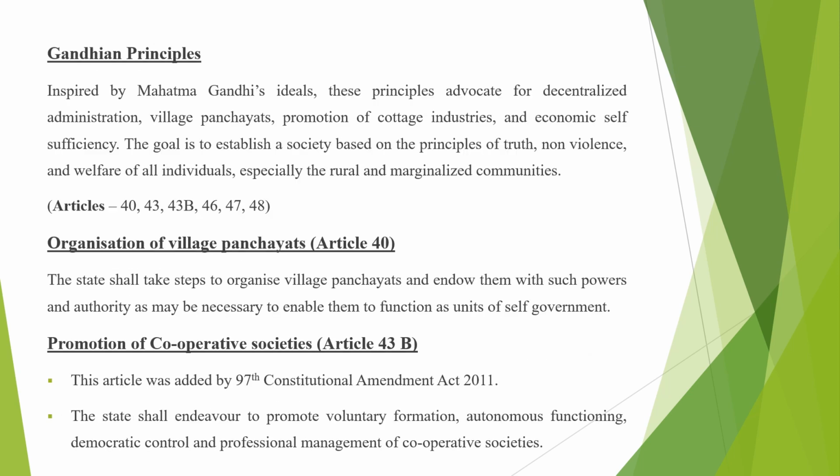Gandhian principles. These principles are inspired by Mahatma Gandhi's ideals. These principles aim to establish a society based on the principles of truth, non-violence and welfare of all individuals, especially the rural and marginalized communities. Articles based on these principles are Article 43, Article 43B, 46, 47 and 48.